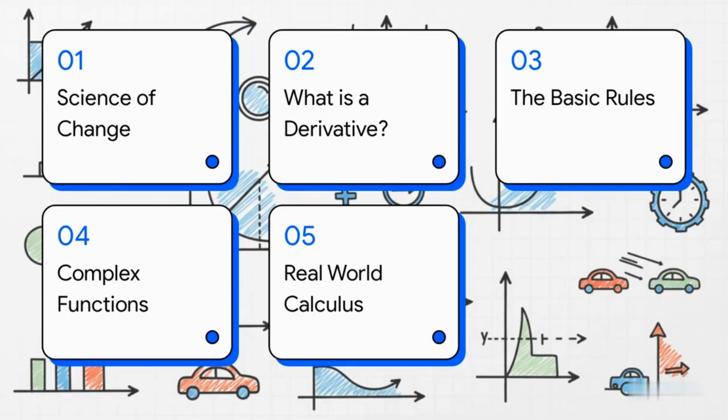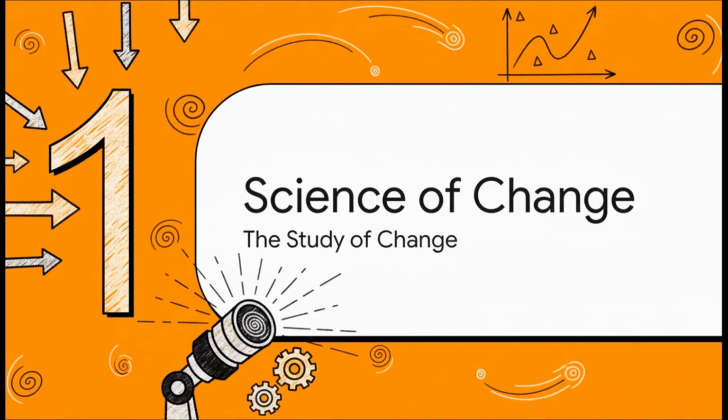So here's our game plan. We'll start with the why, then we'll define the single most important concept in all of this, the derivative. From there, we'll start building our toolkit with some basic and then some more advanced rules. And finally, we'll put it all to work on a real-world problem. Sound good? All right, let's jump right in. We're starting with the science of change.